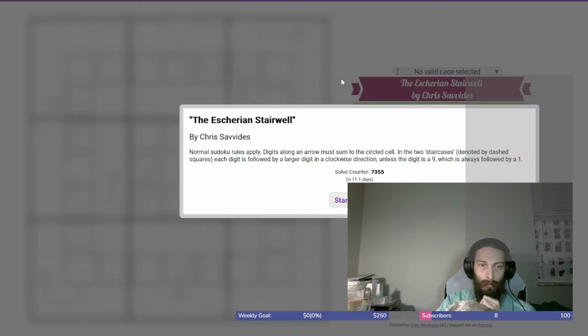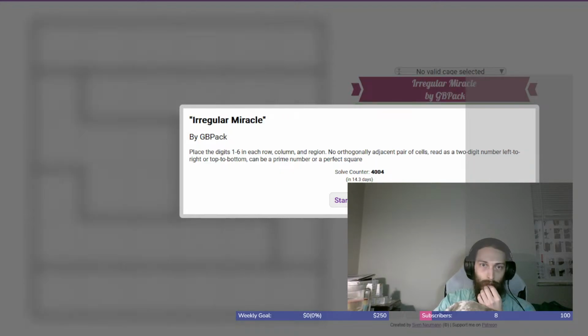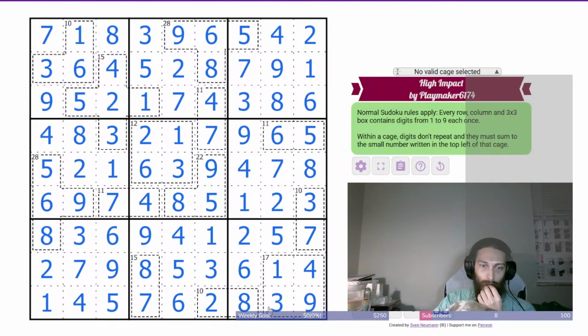Next puzzle. The Asherian stairwell. Oh, what? 4 minutes till 10. Oh, right, it is close to 10. And that is actually the end for today. This is 3 puzzles. So, stop recording. Over to talking.